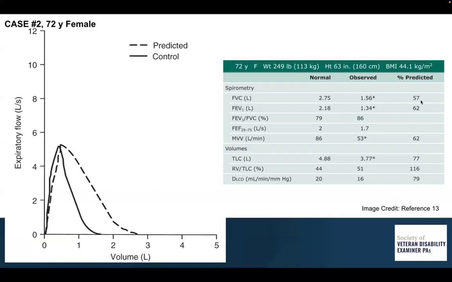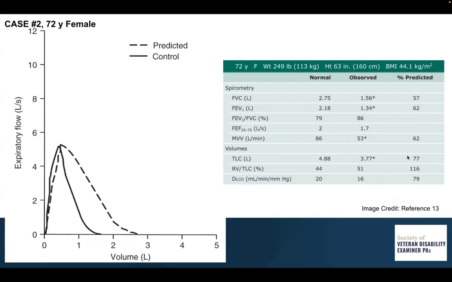So FVC is only 57% predicted. FEV1 though, we're doing better. We're at 62% predicted. Again, this is just peak expiratory flow. You can't calculate FEV1 off of a flow volume curve. FEV1 to FVC is 86% predicted. Again, that's because the FEV1 is higher than the FVC.